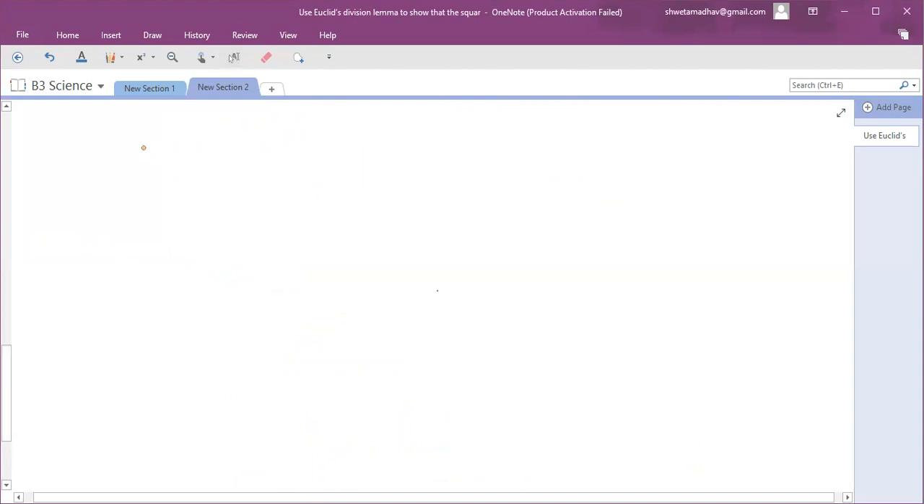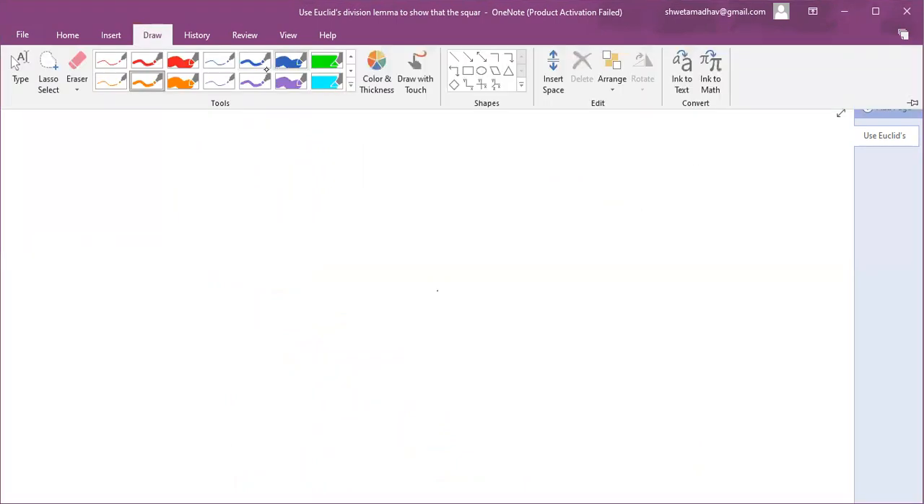Ma'am, but what if it's given like 18 or 18 plus 1? They won't give that. Only this is the question for cube, nothing else.